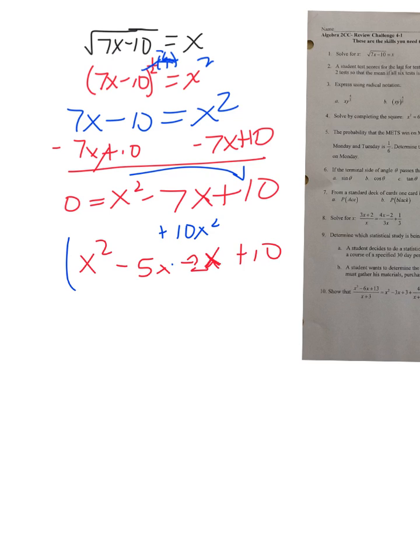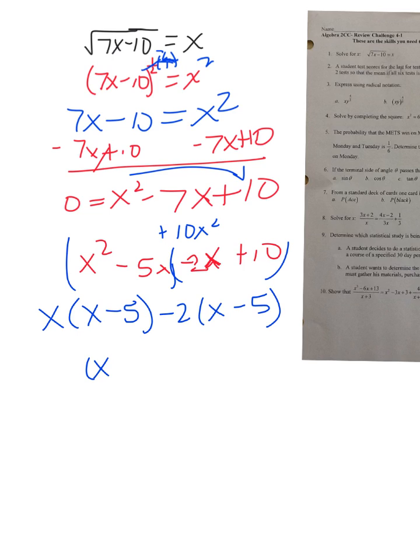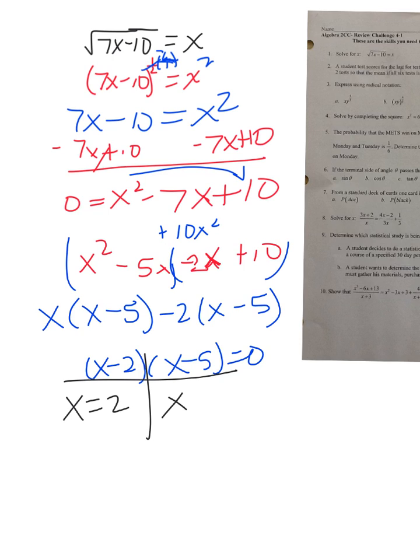And then we'll factor by grouping. So the GCF of the first group is x times x minus 5. The GCF of the second group is negative 2 times x minus 5. So my factors are x minus 2 times x minus 5 equals 0. T-chart, we get x is equal to 2 and x is equal to 5.